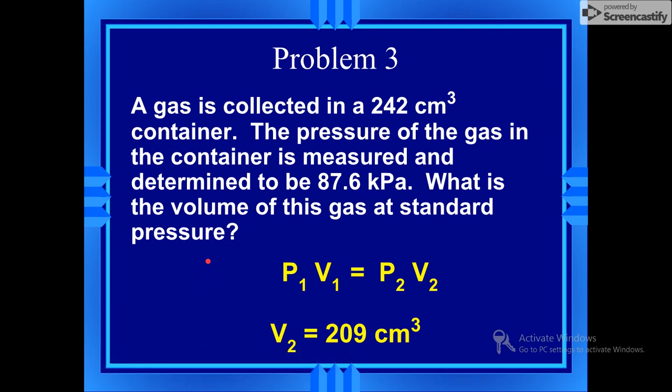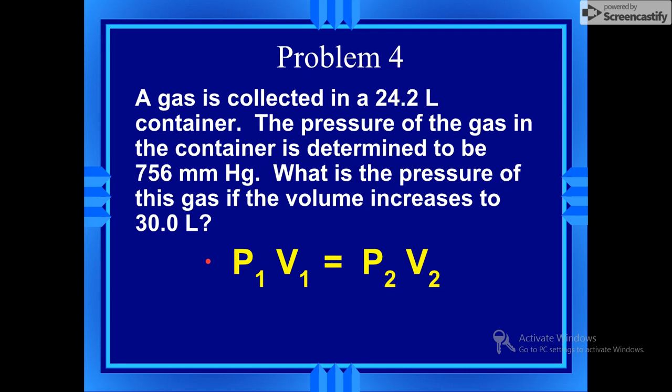All right, moving on to the next problem. So problem 4, just another quick practice problem again. So you have gas that's collected in a 24.2 liter container. The pressure of the gas in this container is 756 millimeters of mercury. What is the pressure of this gas if the volume increases to 30 liters?